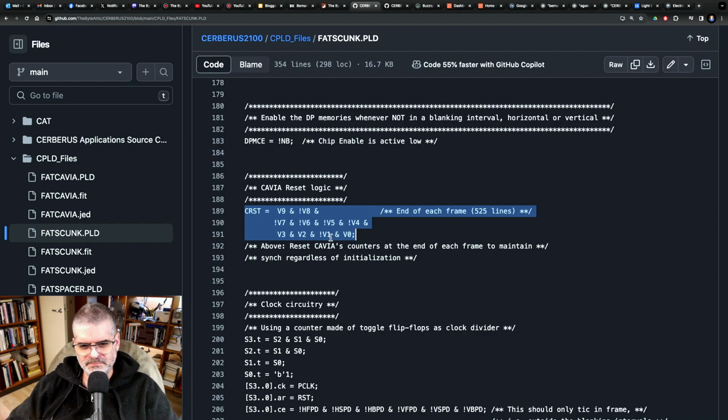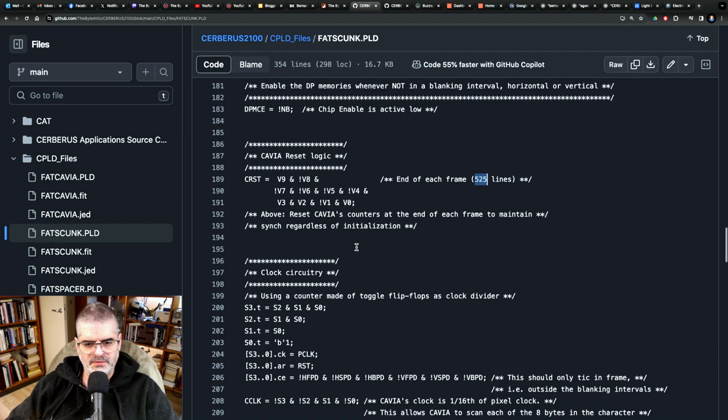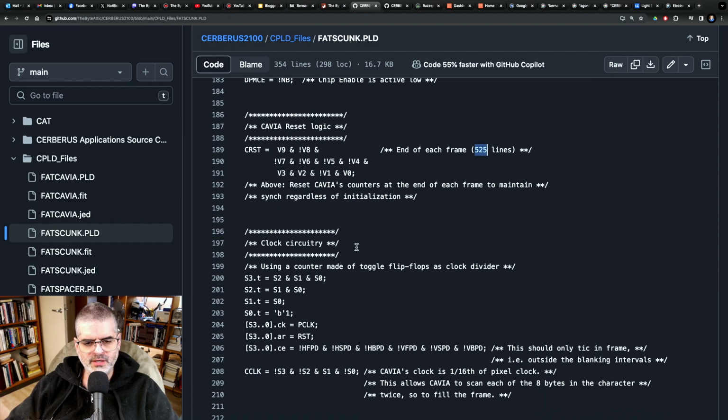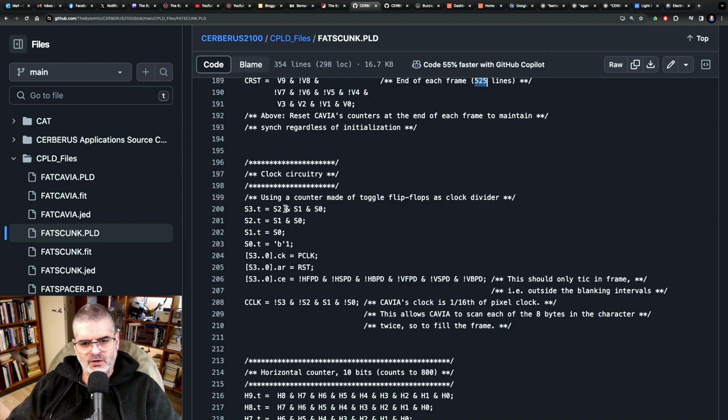But you get the point. So these are the values of the vertical counter, and I should reset when this counter counts to 525, because that's the number of pixel lines in this VGA mode. Now that's the clock circuitry.